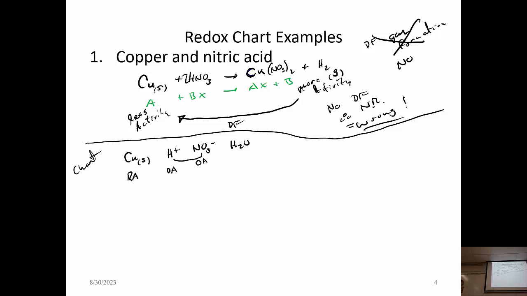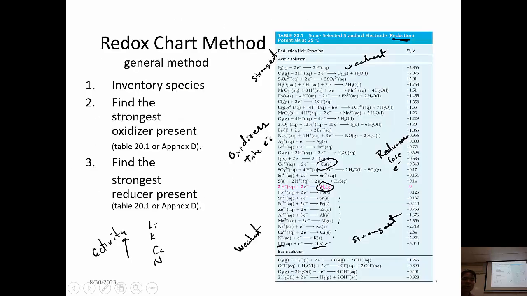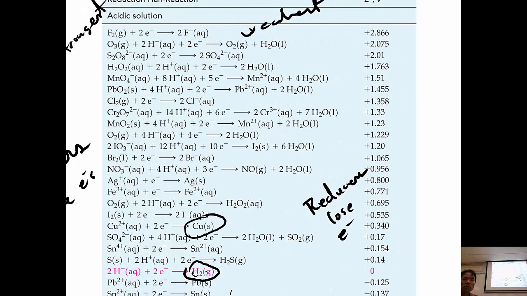And then water occurs on the left side. It was at the bottom. But does it occur on the right side? Now, water on the right side is a little bit tricky. So let's take a look at water on the right side of the chart. I see it here. I see water here. Do you see that? But I'm missing something. What am I missing?